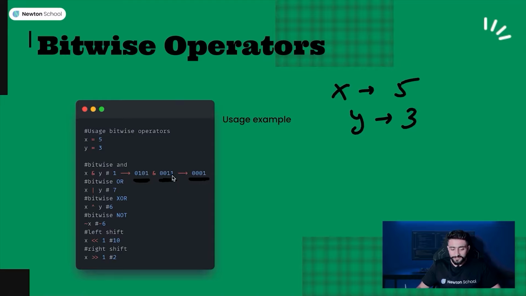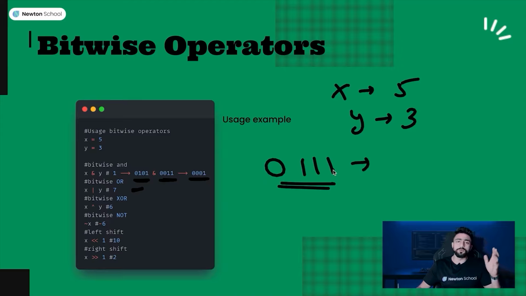Similarly, OR will make it 1. If any one of them is 1, it will be 1. 1 and 0, 1. 0 and 1, 1. And 0 and 0, 0. So 0111, right? So it's nothing but 7, because it will be 1 plus 2 plus 4. Right? So if you are not aware about bitwise, how the bits work, please go through it once. You can have a check and then you will be able to understand it better.